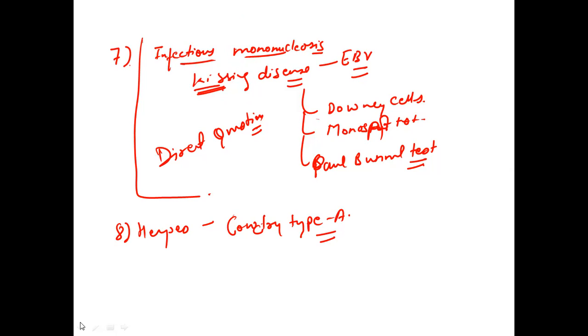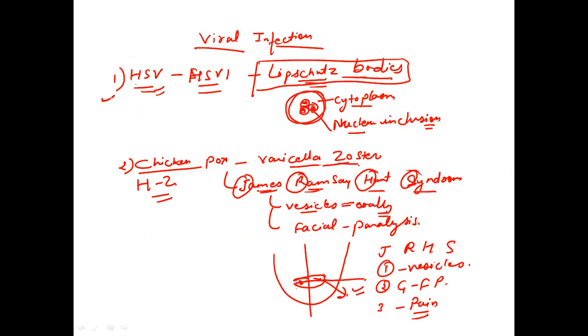So let us revise them. First is herpes simplex virus. Herpes simplex virus 1 has Lipschutz bodies. What are Lipschutz bodies? There is nuclear inclusion in the cytoplasm of the cell. Then come to your chickenpox, herpes zoster, varicella zoster, which is also called James Ramsay Hunt syndrome.